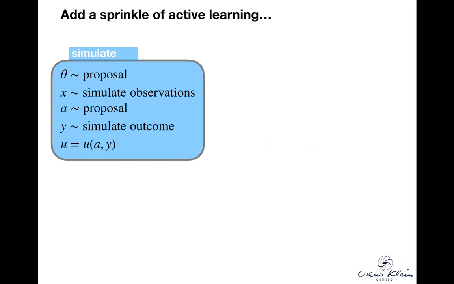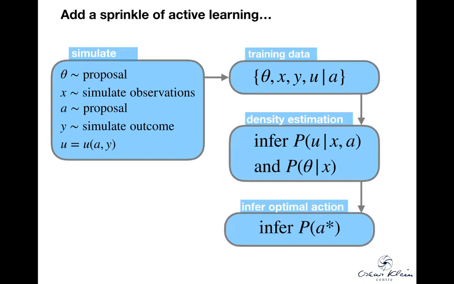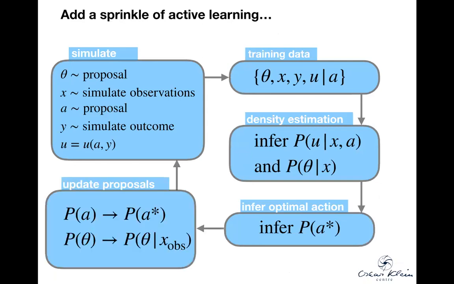Okay. And of course, we want to do this in an adaptive way. So we sprinkle a bit of active learning in there. So we do simulations, we get training data. We do density estimation to infer the utility distribution, but we can also do inference at the same time, okay, to optimize the proposal density for the parameters. So we can do this in an adaptive setting where we iteratively update both the distribution of the actions that we choose to look at based on which ones look like they're close to the optimum, and the parameters we choose to simulate at based on which ones give us data realizations that are close to the actual data in ABC style.